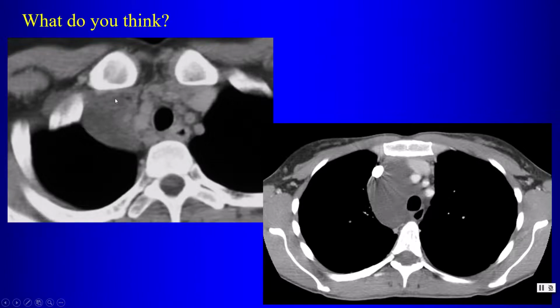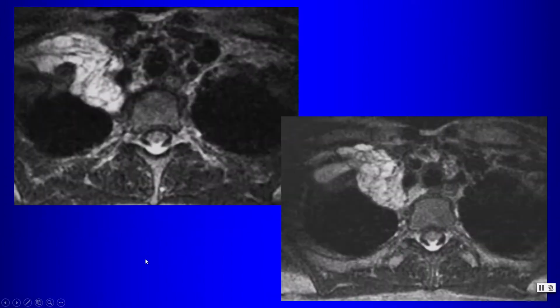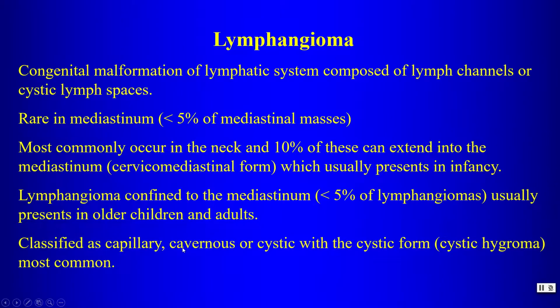We have this low attenuation, fluid attenuation mass here in the superior mediastinum extending down. Notice it is insinuating between the blood vessels here, kind of sneaking in between the blood vessels, fluid attenuation mass. And a clue on T2-weighted imaging, there are septations here within the lesion. So what does this turn out to be? Well, this is a lymphatic malformation. This is a lymphangioma.